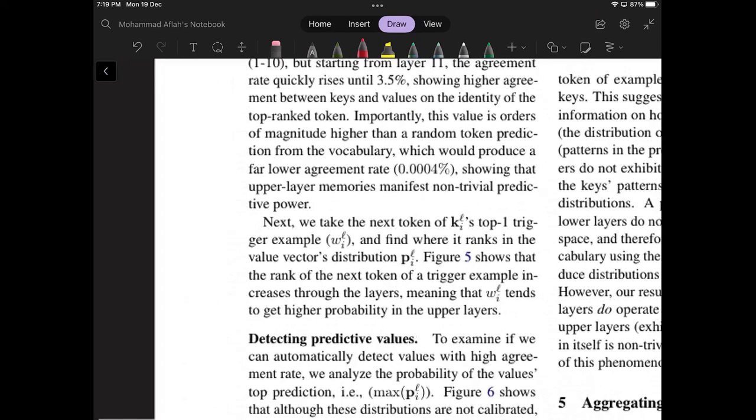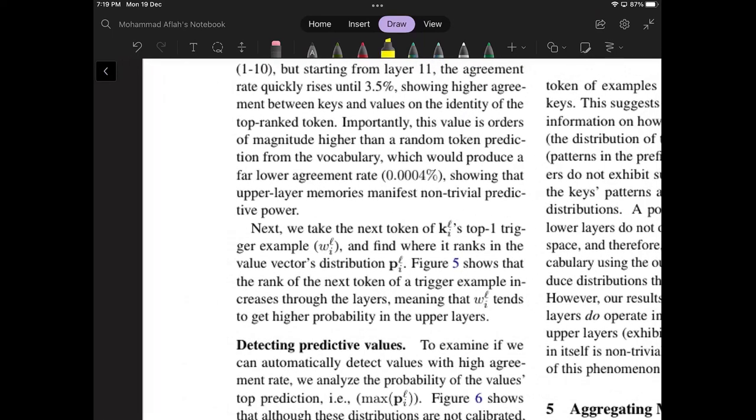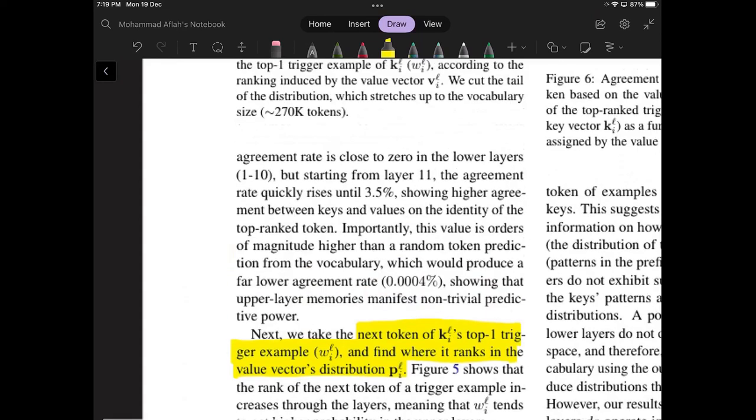Let's try to understand this once again. We take the next token of KIL's top one trigger example and find where it ranks in the value vector distribution. Figure 5 shows that rank of the next token of the trigger example increases throughout the layers, meaning that WIL tends to get higher probability in the upper layers.